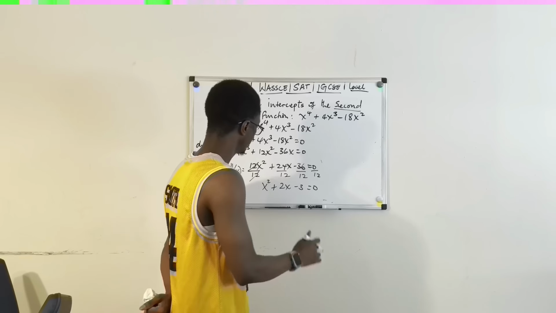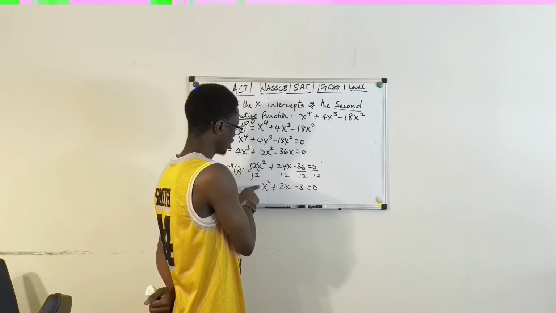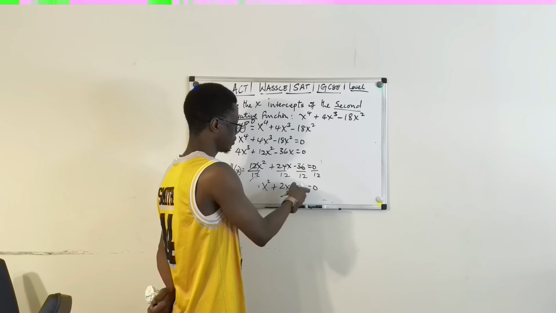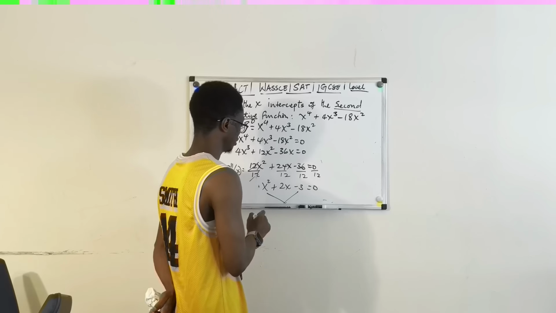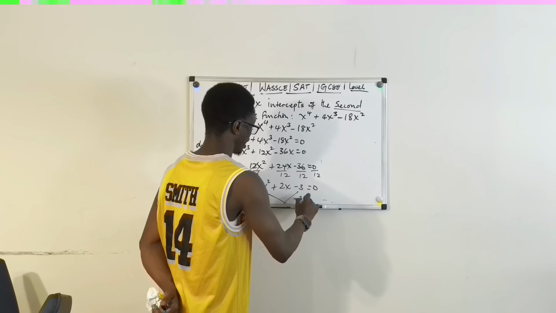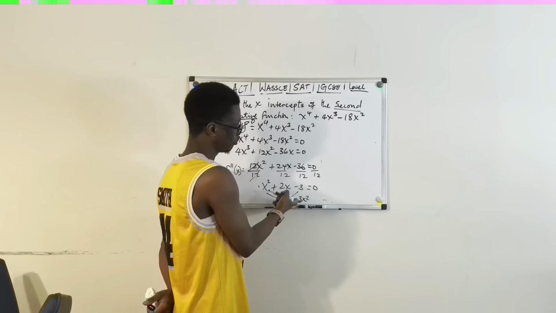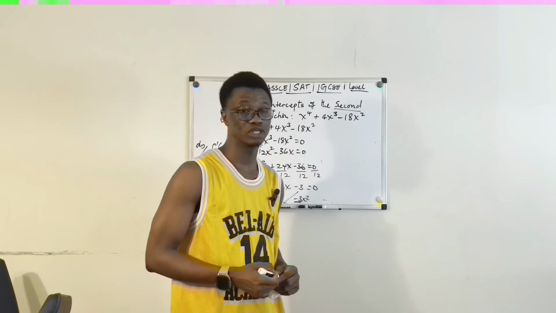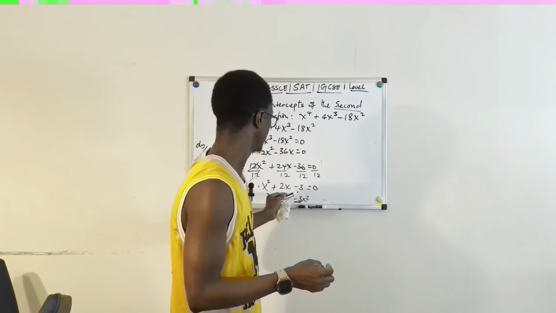For you to solve a quadratic equation, you look for the coefficient of x squared, which is 1, and multiply it by the constant. That becomes minus 3x squared. Now your aim is to look for two numbers that, if you multiply them, give you this product.